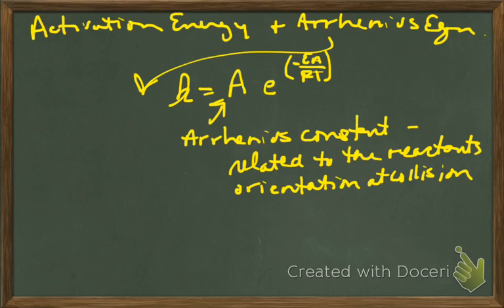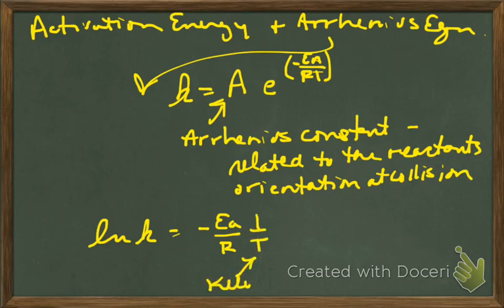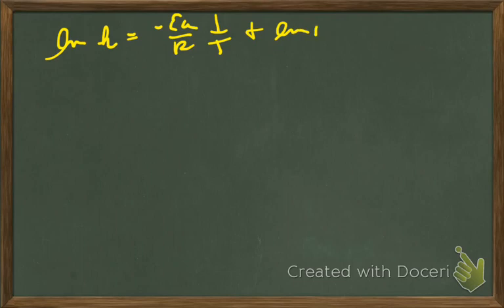Right? We can take the natural log of both sides of this equation and get the natural log of the rate constant equals negative EA over R times the inverse of temperature. This, of course, is in Kelvin, plus the natural log of A. Hopefully that looks something familiar in math terms, because that's natural log of K, and the negative EA over RT plus the natural log of A.